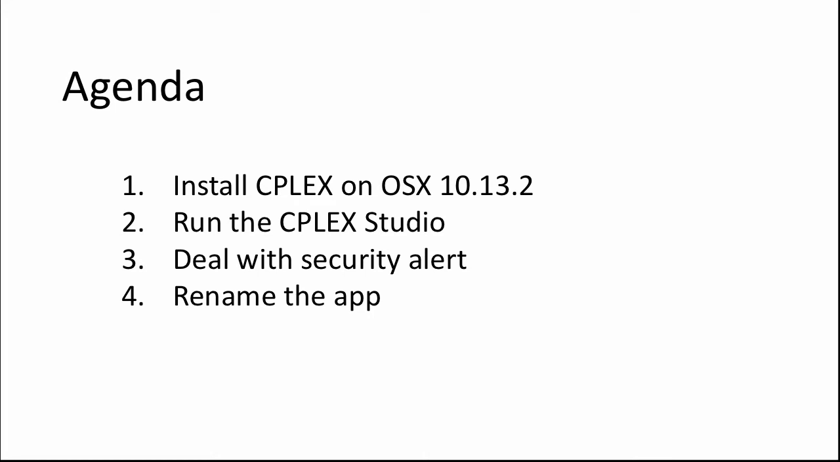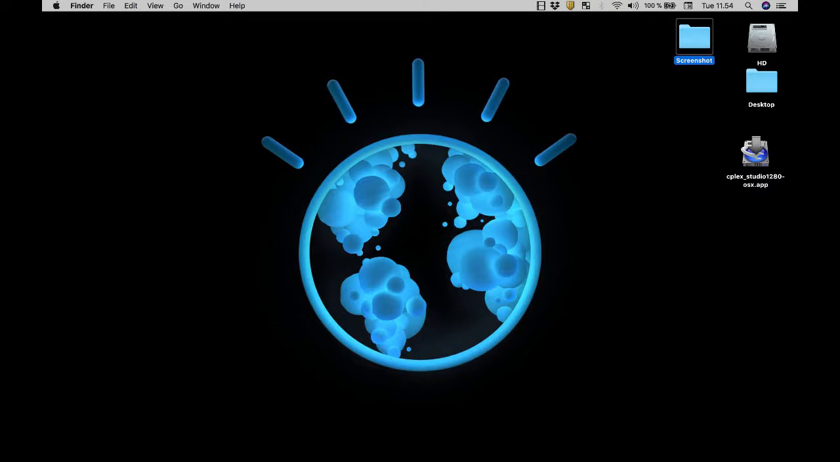So the agenda of today will be, first, installing CPLEX on my machine, which is Mac Sierra, OS 10.13.2. After, we're going to run the CPLEX Studio to write some OPL code. After, we're going to deal with some security alert that appears. And finally, we're going to rename the app to make it ready to search with Spotlight. All right, so now let's get to it.